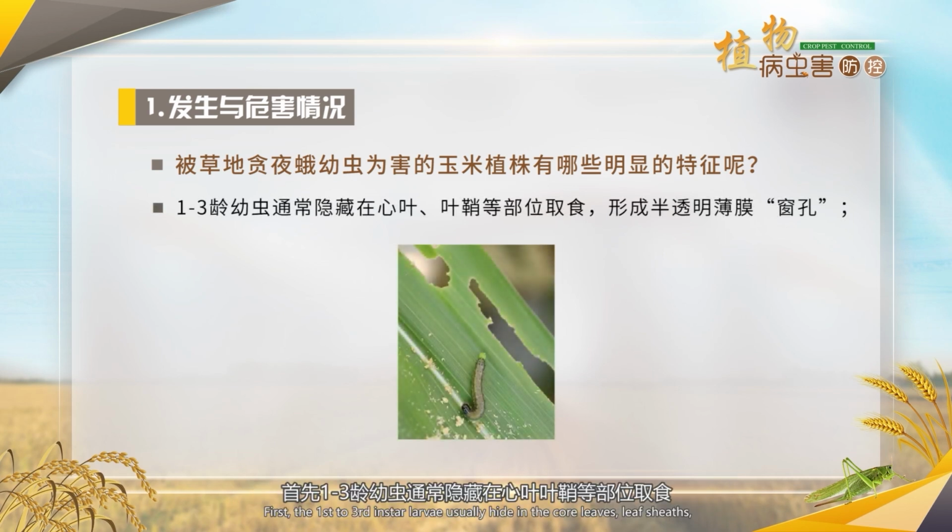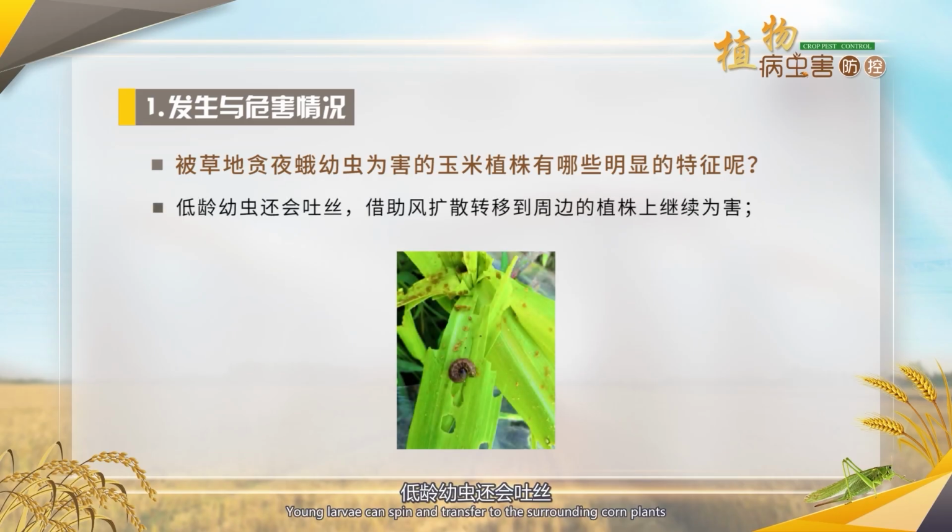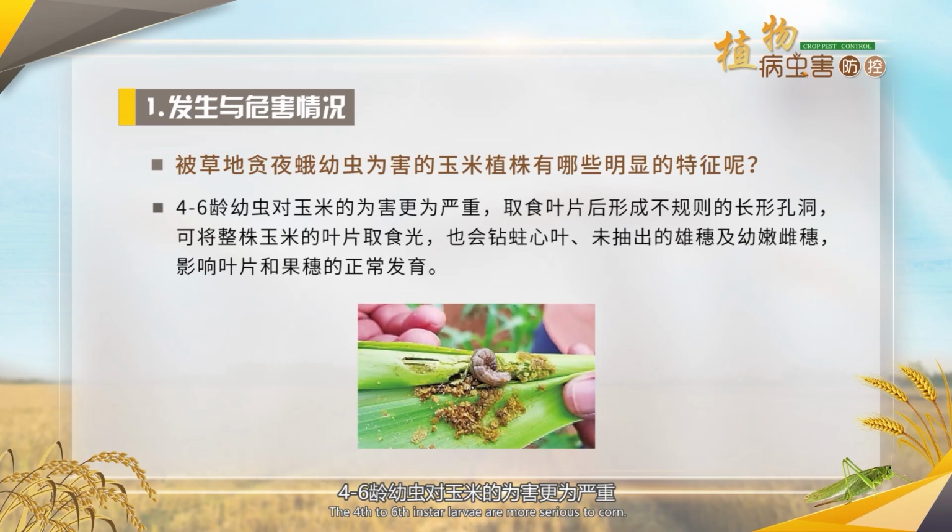The first to third instar larvae usually hide in the core leaves, leaf sheaths, and other parts to feed, forming translucent film window holes. Young larvae can spin and be transferred to the surrounding corn plants by the wind to cause damage. The fourth to sixth instar larvae are more serious to corn.